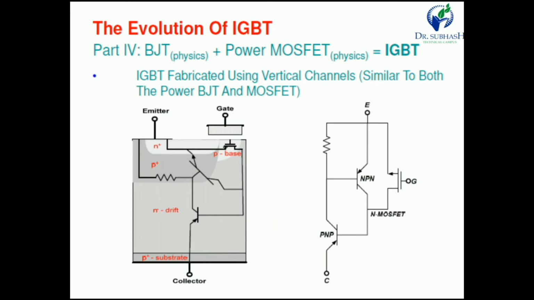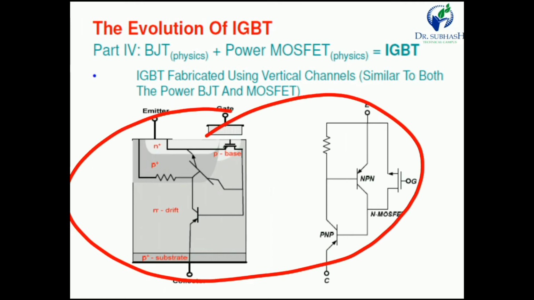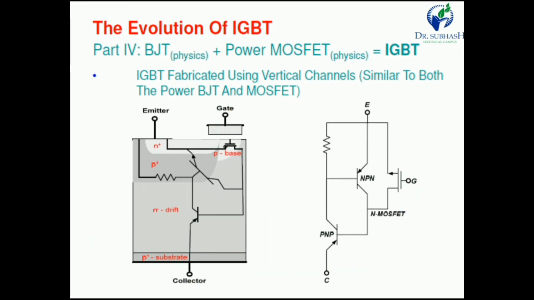Then, evolution of IGBT part 4: BJT physics plus power MOSFET physics. Here the IGBT is fabricated using a vertical channel, similar to both the power BJT and the power MOSFET. If we design the structure by mixing BJT and MOSFET, it works like this. So if we want to design an IGBT, first remember the characteristics of the BJT, then the characteristics of the power MOSFET, and you can easily design the IGBT.